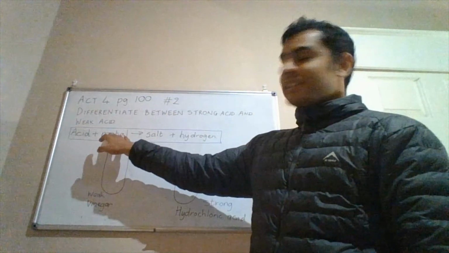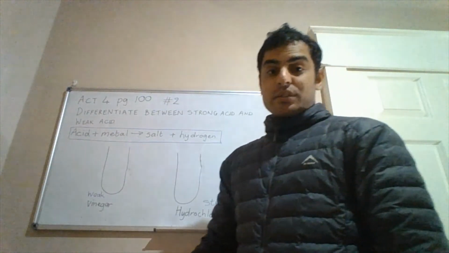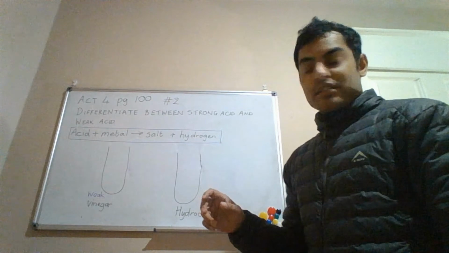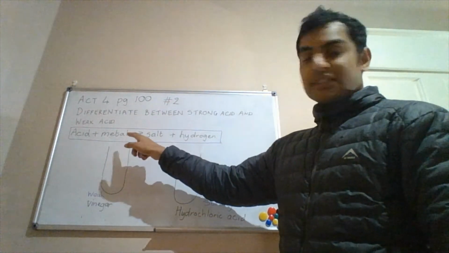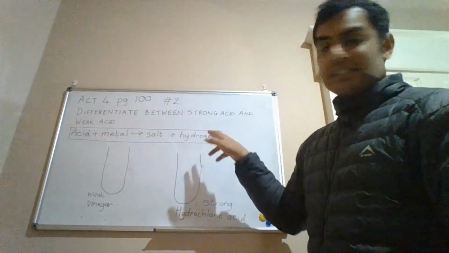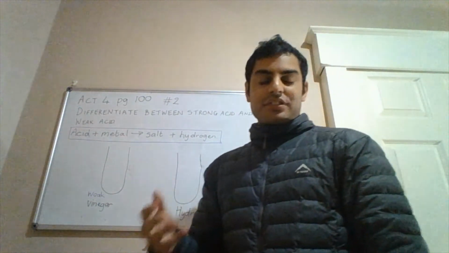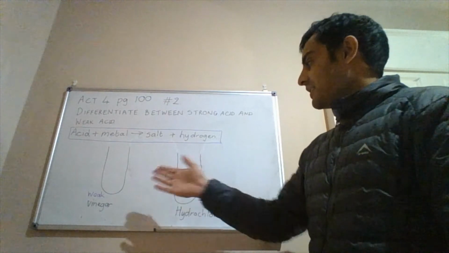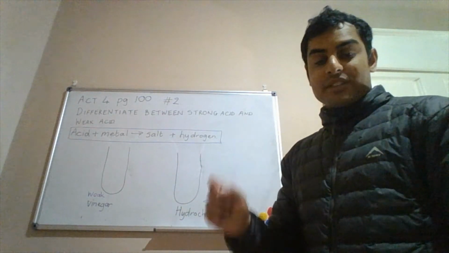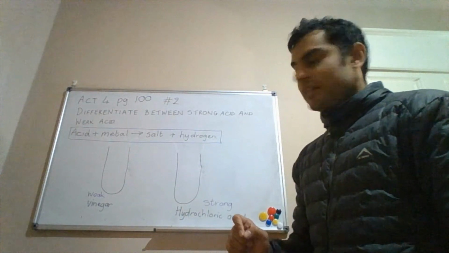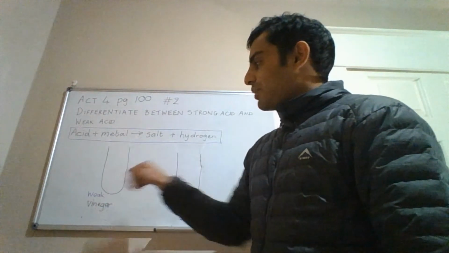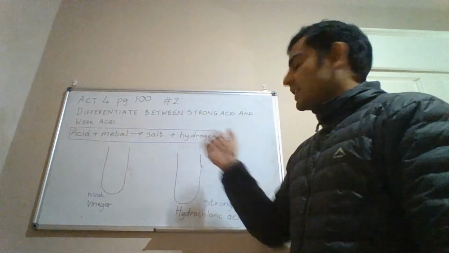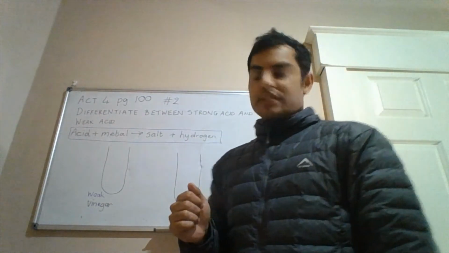We're adding a metal to the acid. The metal we're adding is magnesium. Now, the standard reaction for acid plus metal is that it makes a salt and hydrogen. Hydrogen is a gas. So what we would expect in each of these test tubes, if we put the same amount of magnesium in, is that it will bubble. It will bubble when it reacts because hydrogen gas is being produced.